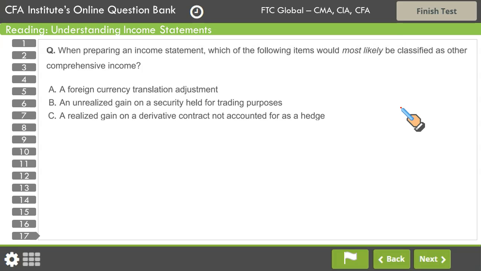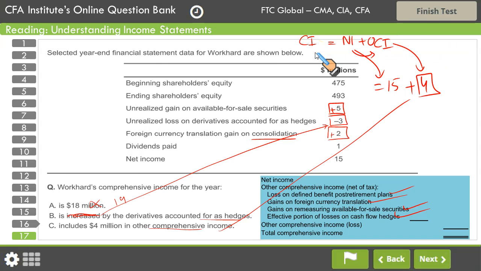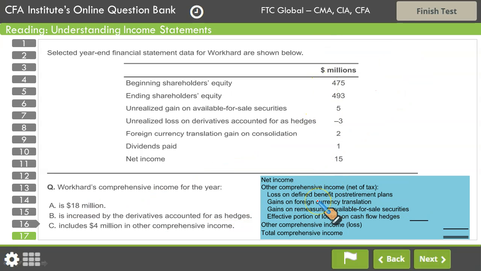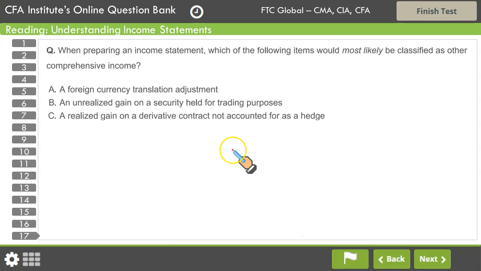17. When preparing an income statement, which of the following items would most likely be classified as other comprehensive income? We have just seen these. These are the 4 principal items you would see in other comprehensive income. So let us see which of these is given. When preparing an income statement, which of the following items would most likely be classified as other comprehensive income?